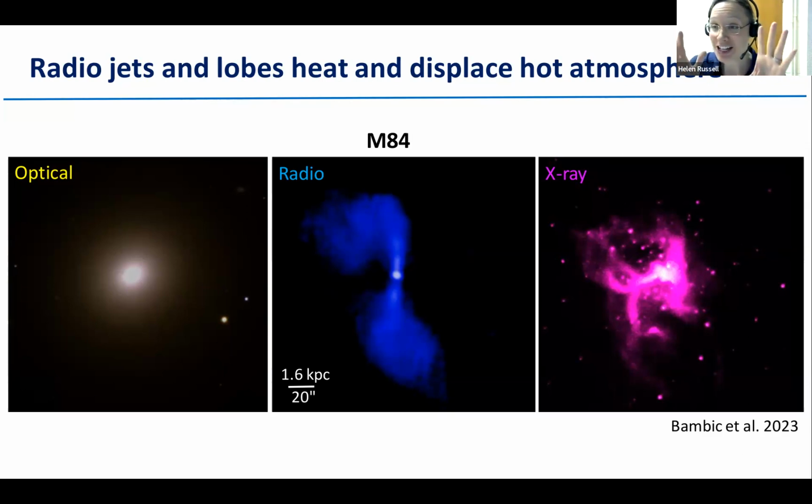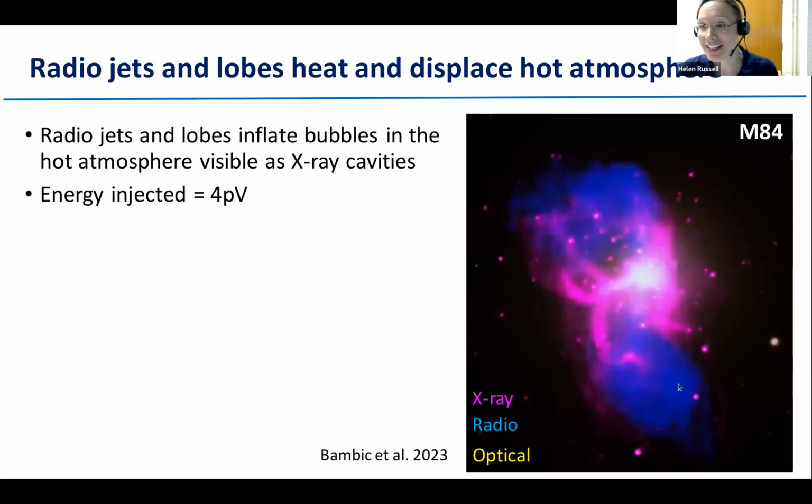M84 has got this fantastic H structure with its diffuse gas. We've got these filaments coming up and down in this H-like structure. And if I put all three of these pictures together, you can see that this H structure is coming round the radio lobes like this. The gas has been pushed aside and compressed and now forms these beautiful rims and tendrils around all the radio lobes where they've pushed all of the hot gas aside. So what we're looking at is radio jets and lobes inflating these bubbles in the hot atmosphere.